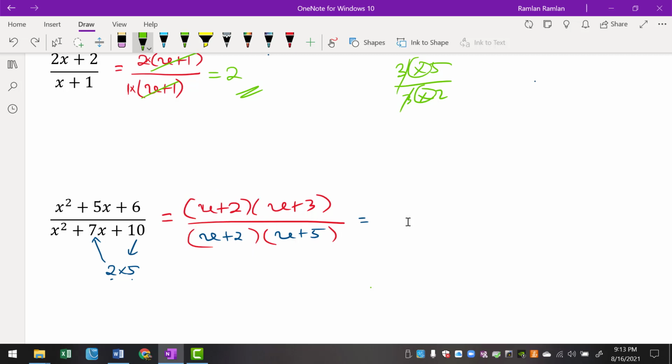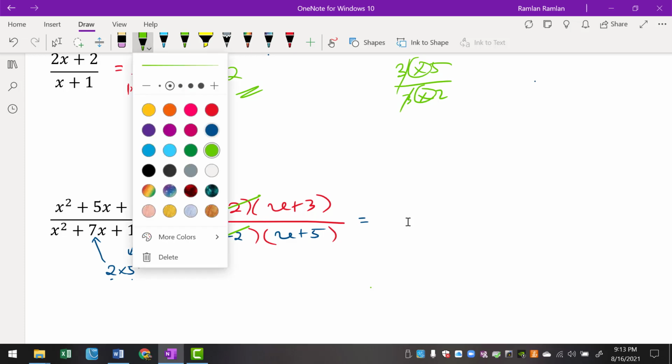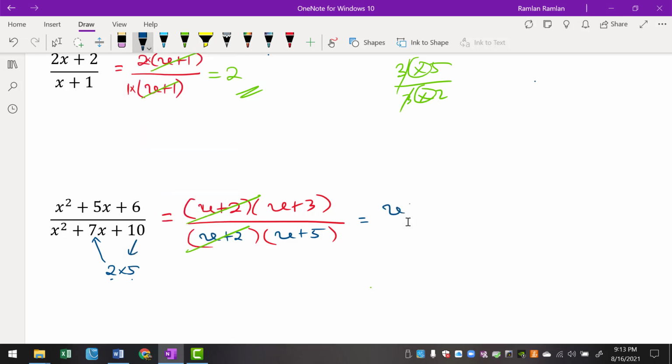Since they're exactly the same, I can just cancel these two, and I'm left with x plus 3 over x plus 5, and I can just write it down as the final answer. So x plus 3 over x plus 5. You don't really need the bracket anymore because it doesn't have any other number outside the brackets, right? So this is going to be the final answer.